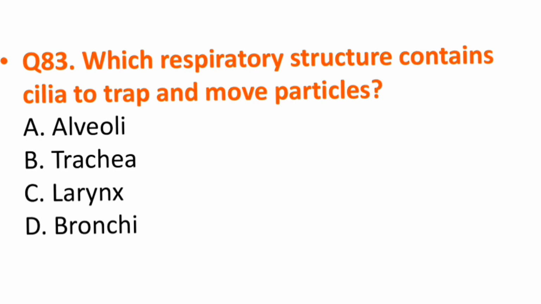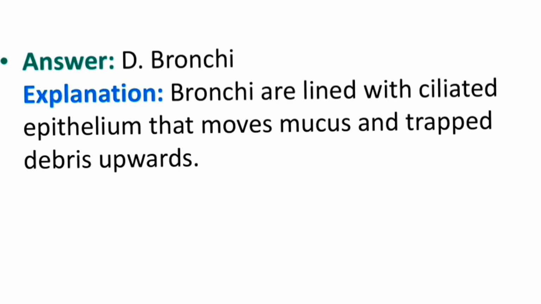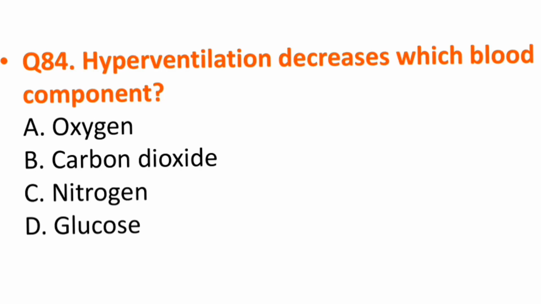The next question. Which respiratory structure contains cilia to trap and move particles? Option A, alveoli, option B, trachea, option C, larynx, option D, bronchi. The correct answer is option D, bronchi. Bronchi are lined with ciliated epithelium that moves mucus and trapped debris upwards.